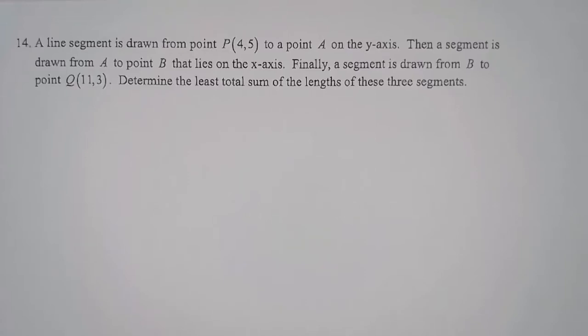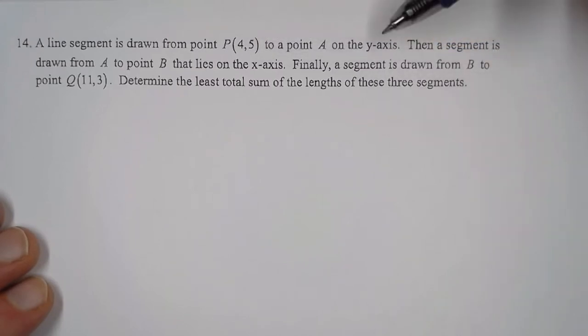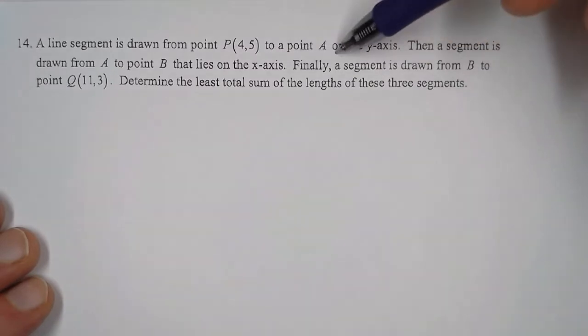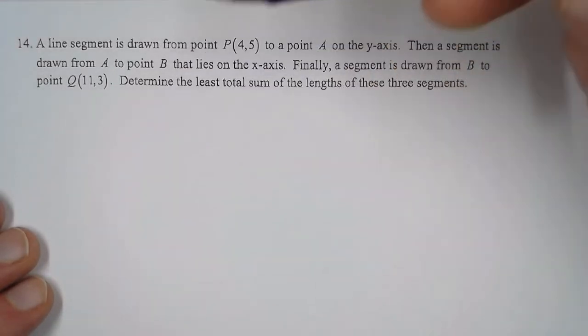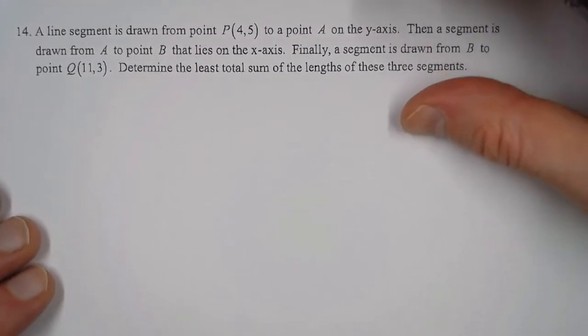In this problem, it says a line segment is drawn from point P, which is (4, 5), to point A on the y-axis. Then a segment is drawn from A to point B that lies on the x-axis, and finally a segment is drawn from B to point Q at (11, 3). Determine the least total sum of the lengths of these three segments.